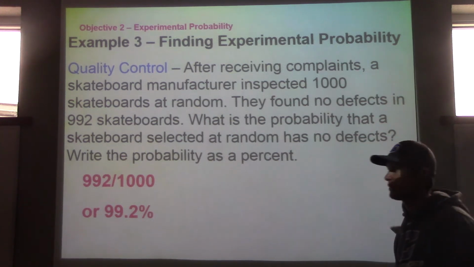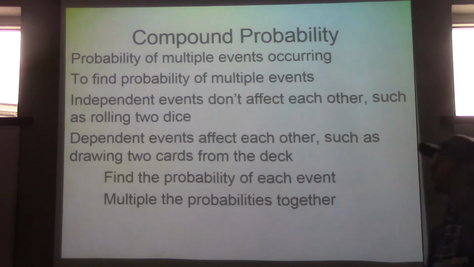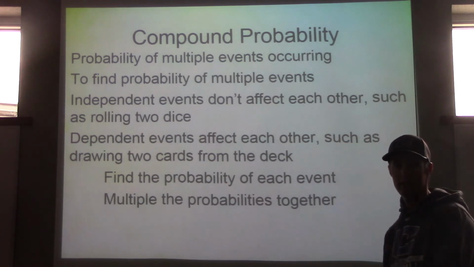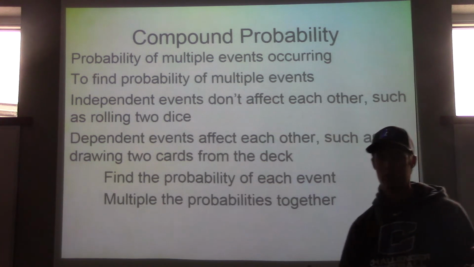Or it does have a defect, which would be 8 out of 1,000. All right, so now we're going to look at compound probability. Compound probability is the probability of 2 or more events happening. So to find compound probability, I first want to look at is it independent or dependent? Do the events affect each other or not affect each other?